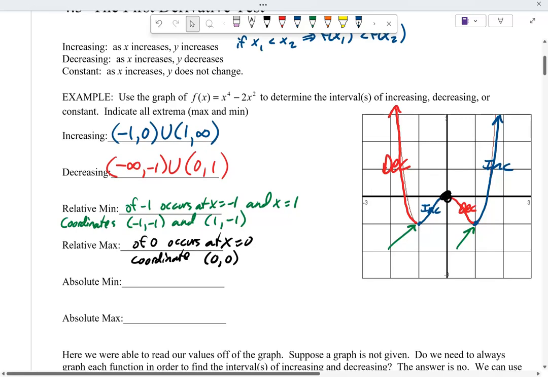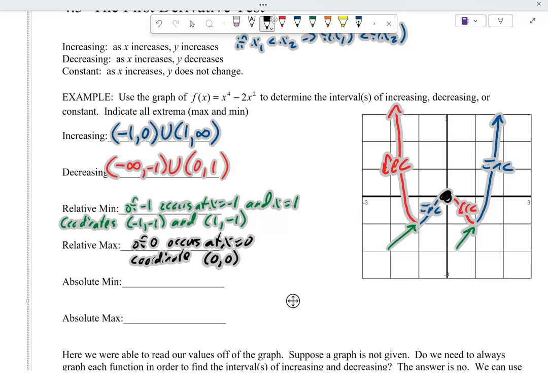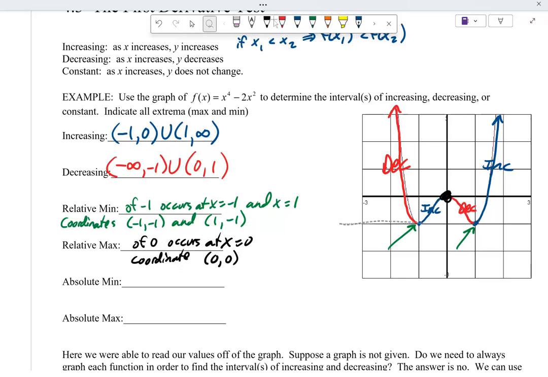Now, how about absolute minimum? Do we have an absolute minimum here? Do we have a lowest point? Yeah, we do, exactly. It's -1. You see that? Oops, -1. Both of those -1s right there are our lowest points.